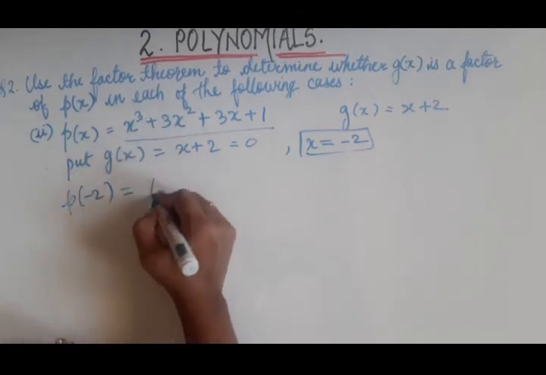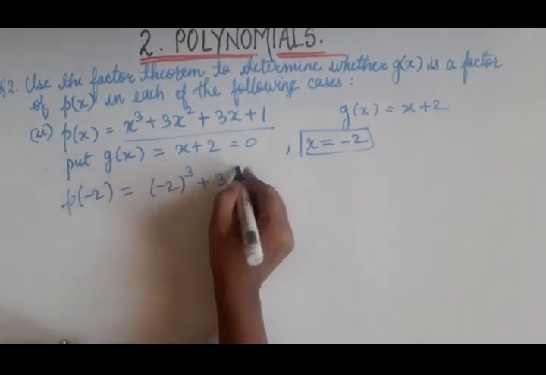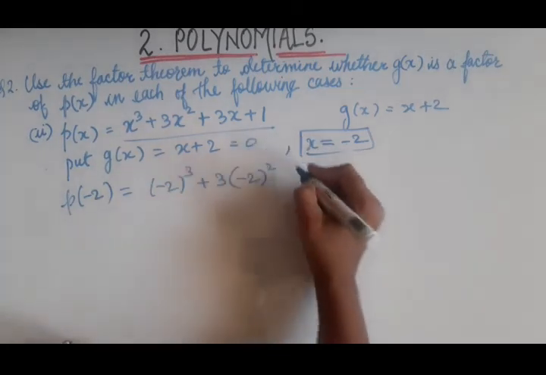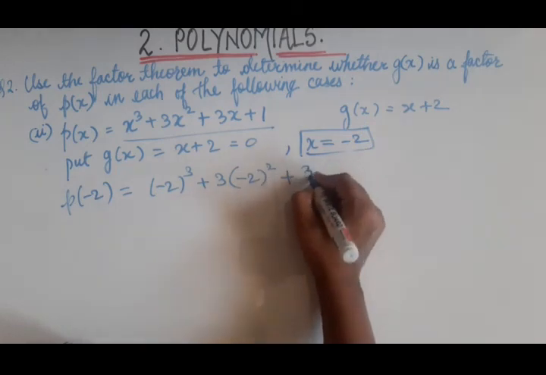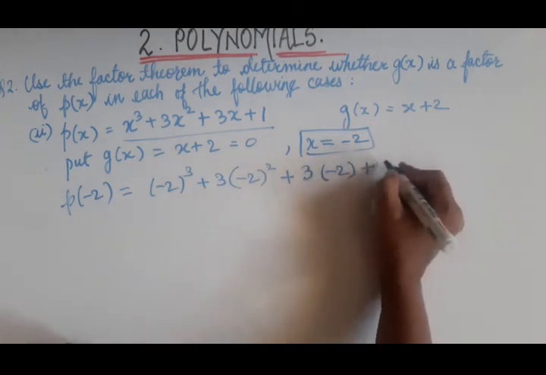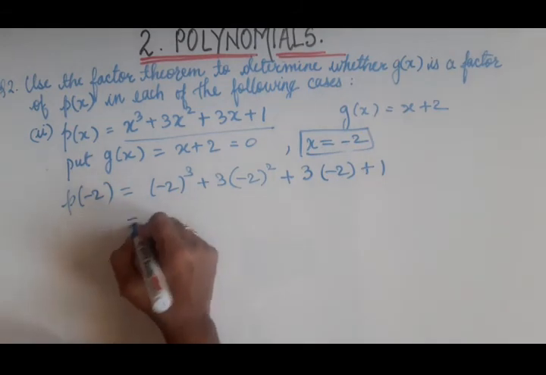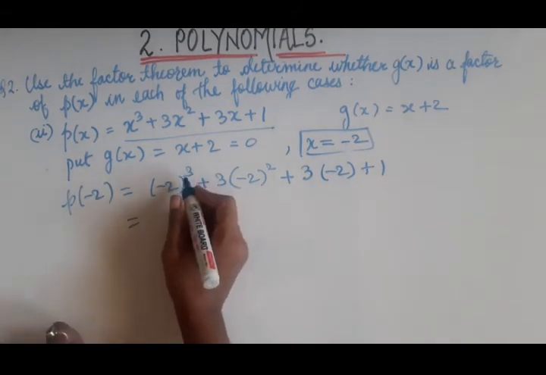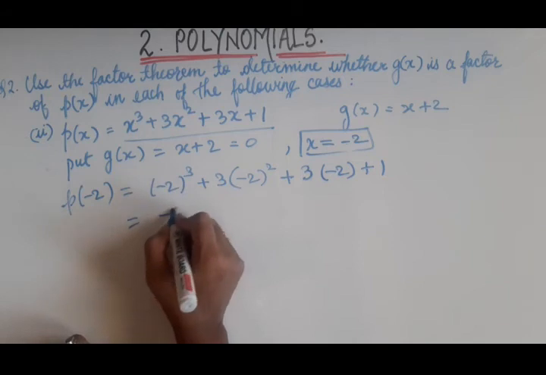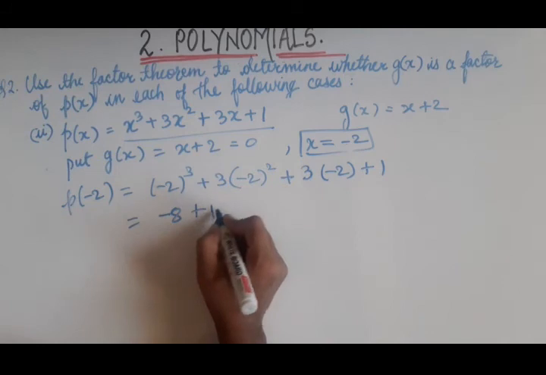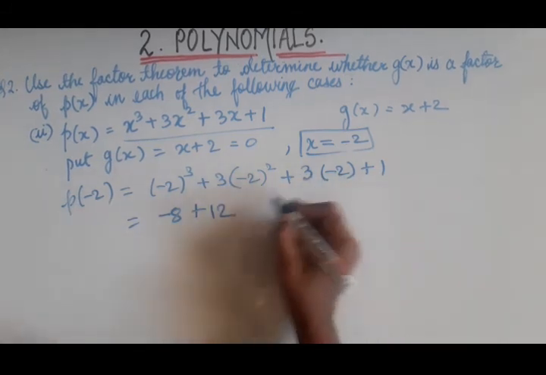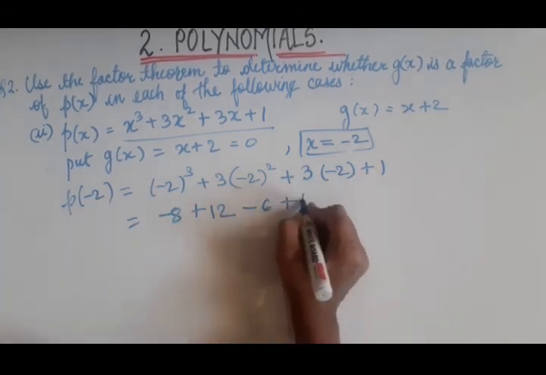You will get minus 2 cube plus 3 into minus 2 square plus 3 into minus 2, and plus 1 as it is. Now solve. Negative number raised to odd power, so the answer will be negative. 2 cube is 8, so minus 2 cube will be minus 8. Minus 2 square, negative number raised to even power, answer will be positive. Minus 2 square will be 4. 4 into 3 is 12. 3 into minus 2 will be minus 6, plus 1.